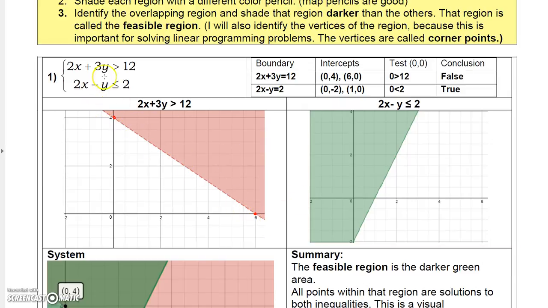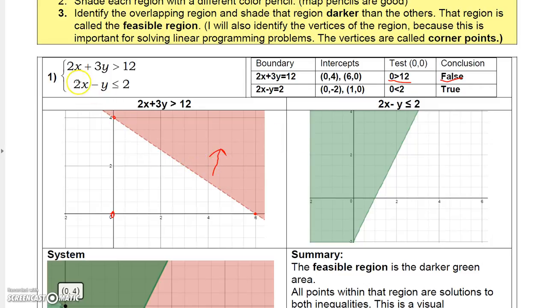And then when I plug (0, 0) in to test, I get 2 times 0 plus 3 times 0 is greater than 12. So it'll just say 0 is greater than 12, which is false. Okay, so that's false. So that means I have to shade the opposite side. So you can see I shaded the region above the line. And so that's for that inequality.